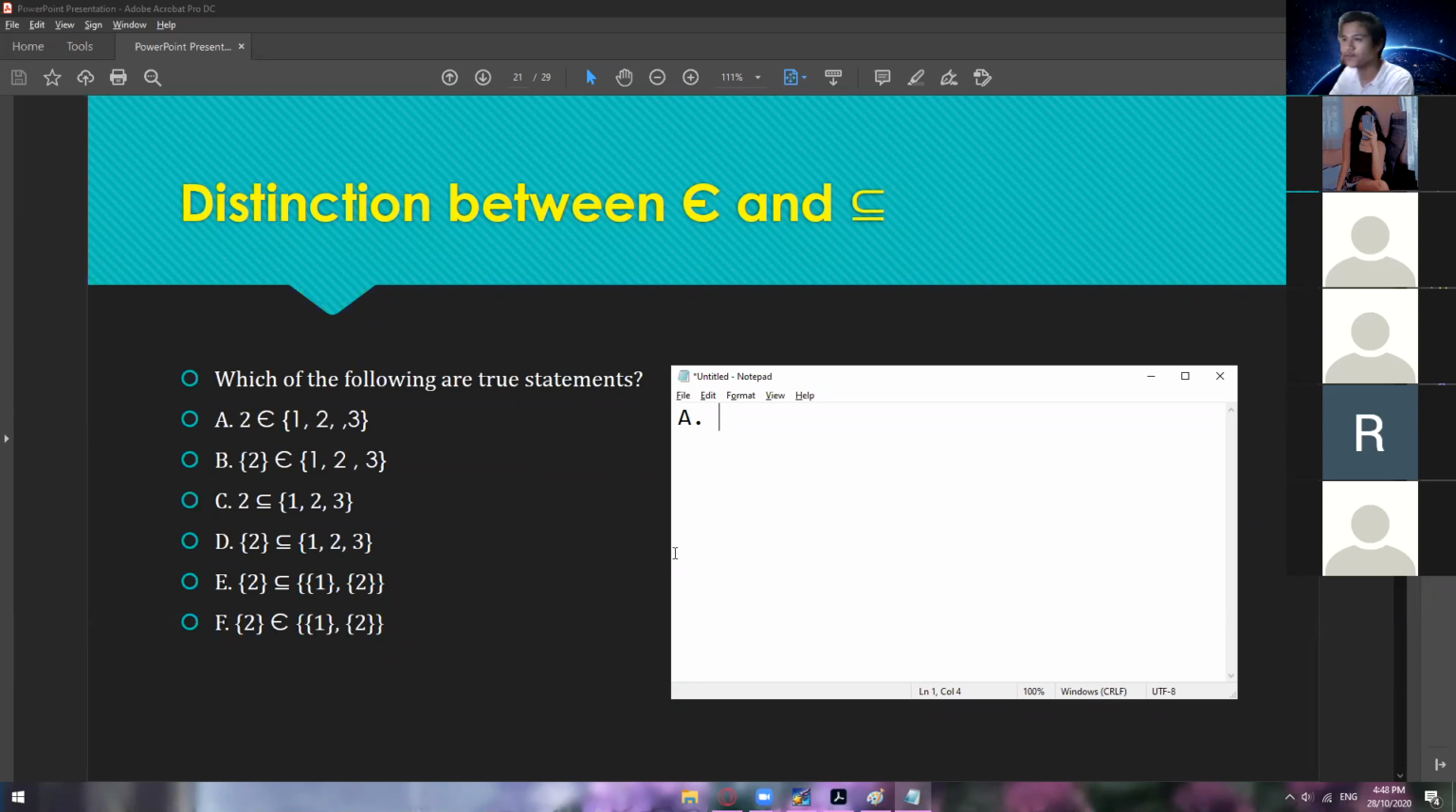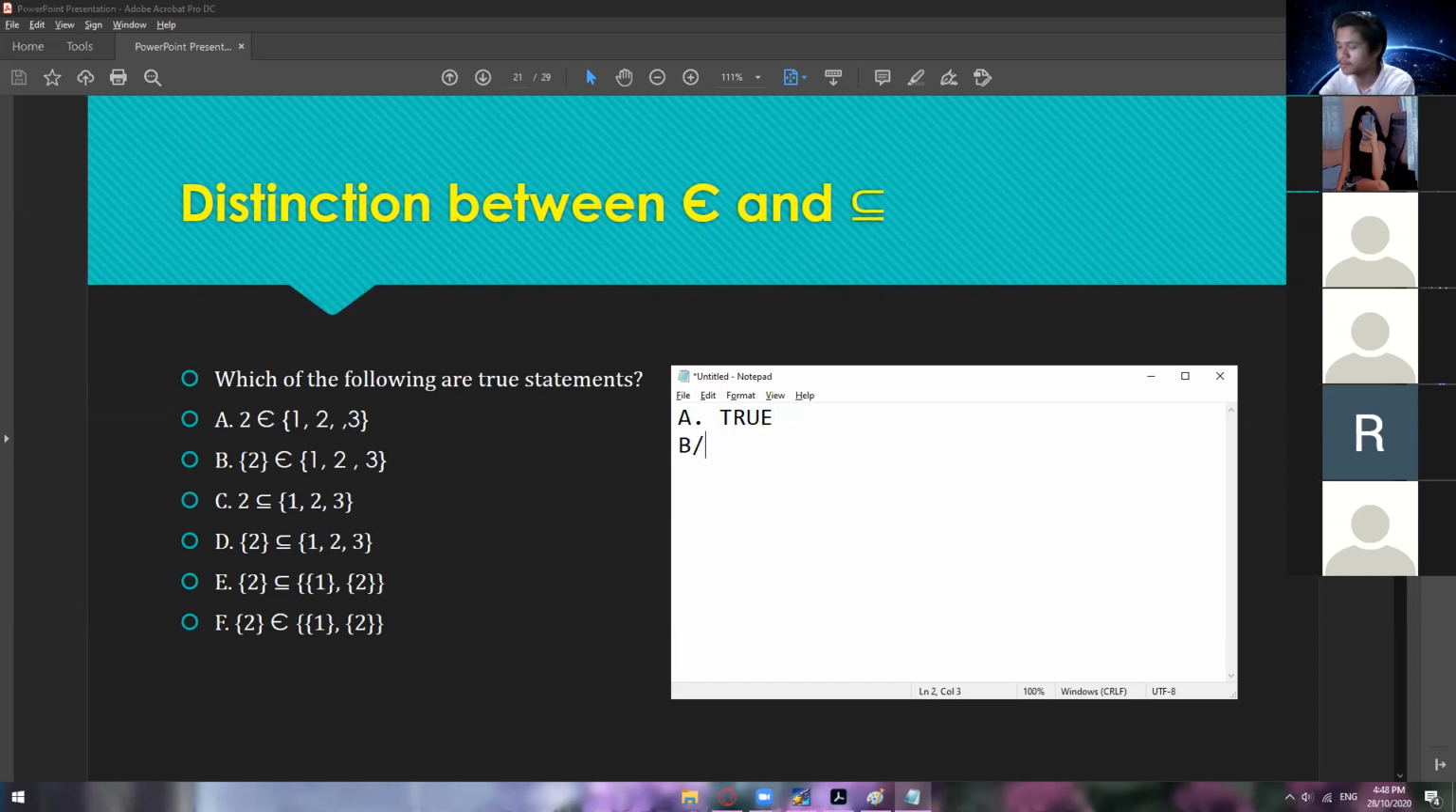Is this true or false? True. So letter A is true. Simple as that, since this element is in this set. Okay, so how do you read this one again? Is 2 an element of this set, which is 1, 2, 3? So the correct answer is true.